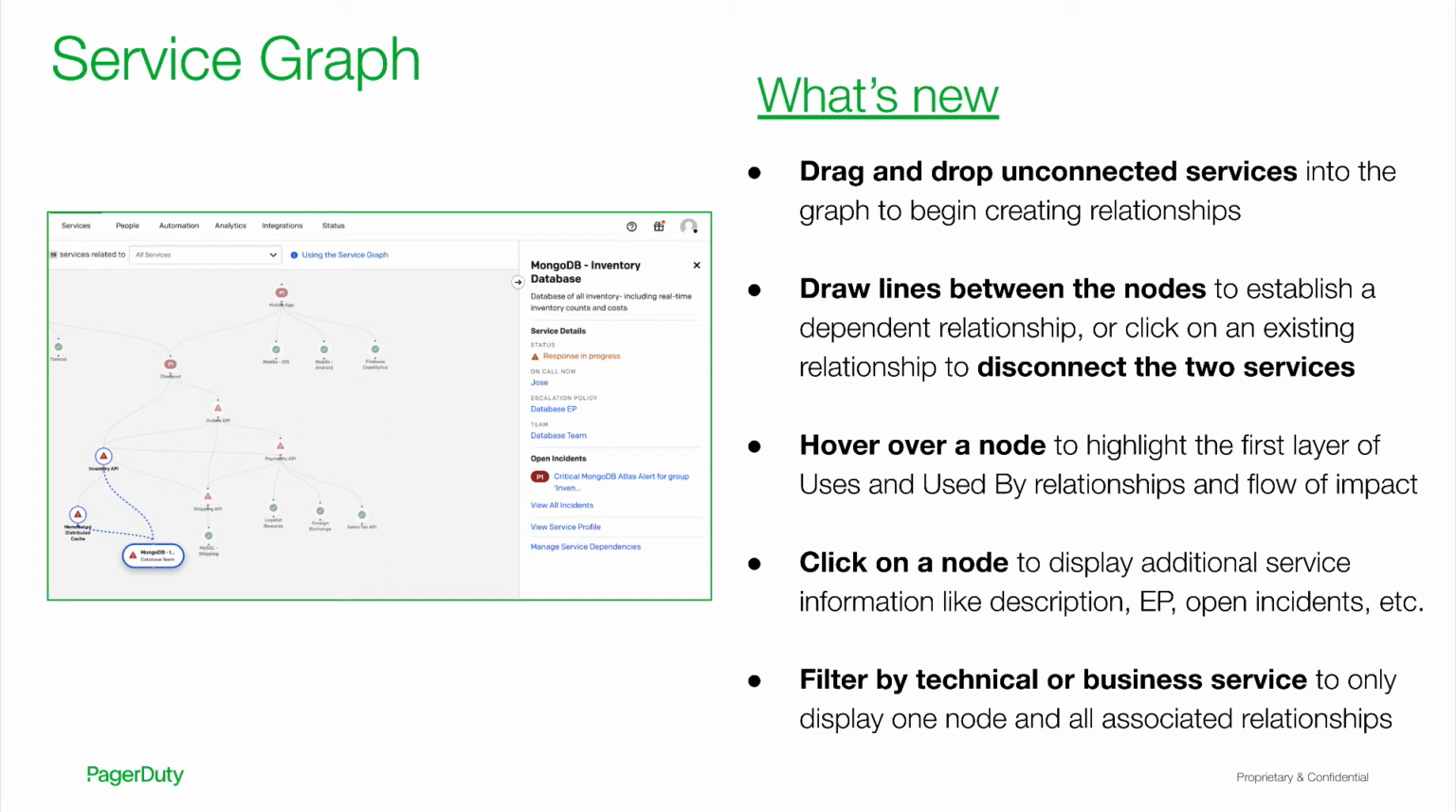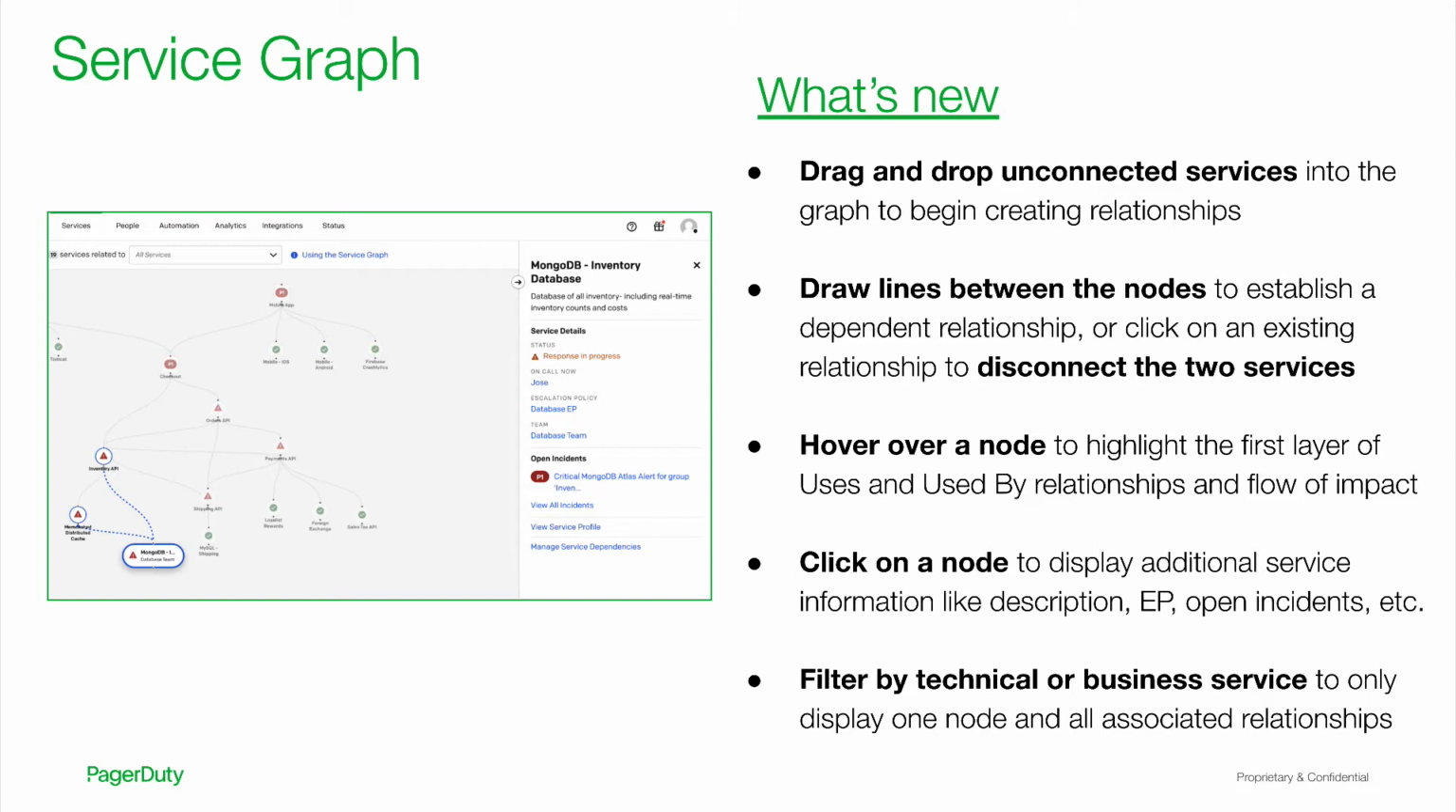Users can easily drag and drop unconnected technical or business services into the graph to begin creating relationships. A relationship can be established by drawing a line between two services in the graph, and a relationship can be removed by clicking on a line connecting two services and disconnecting the relationship. When a user hovers over a node, the graph highlights 1 layer of dependencies in both the uses and used by direction and clearly shows the direction of impact between the different nodes.